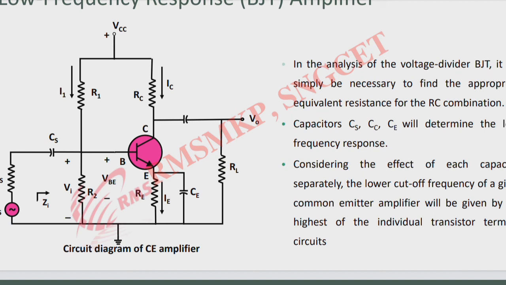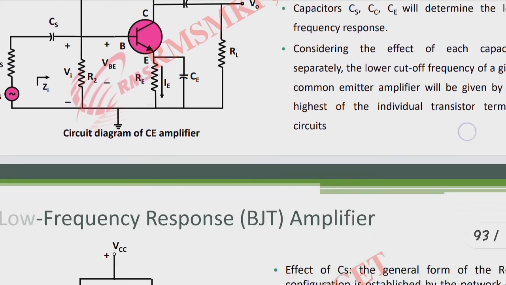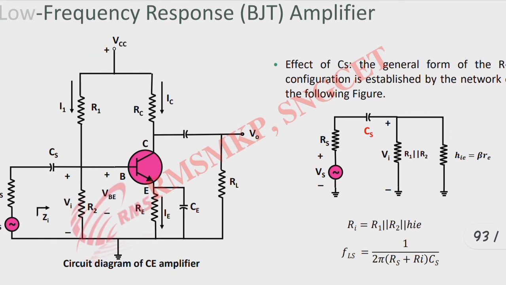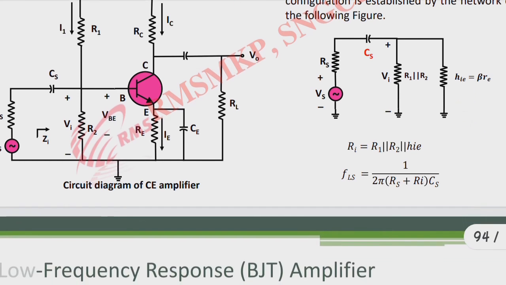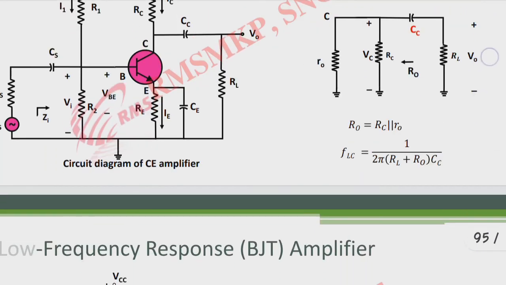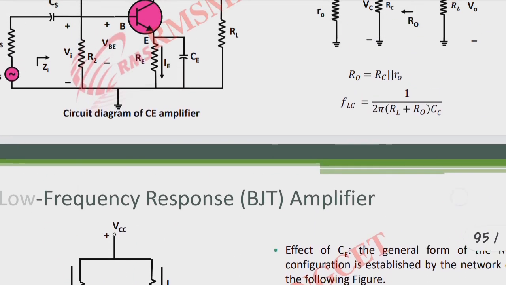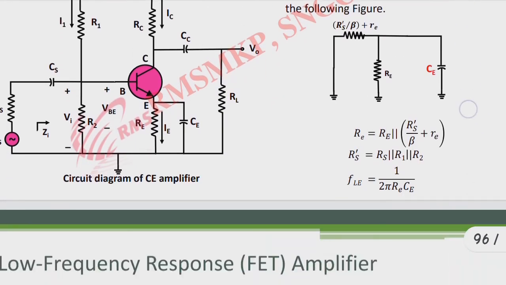Consider the effect of each capacitor separately. The lower cutoff frequency of a given common emitter amplifier will be given by the highest of the individual transistor terminal circuits. The effect of CS is established by the network of the following figure. We can write the low frequency response formula and the resistance. FLC is equal to 1 by 2 pi of (RL plus Ro) into CC. FL equal to 1 by 2 pi RE.